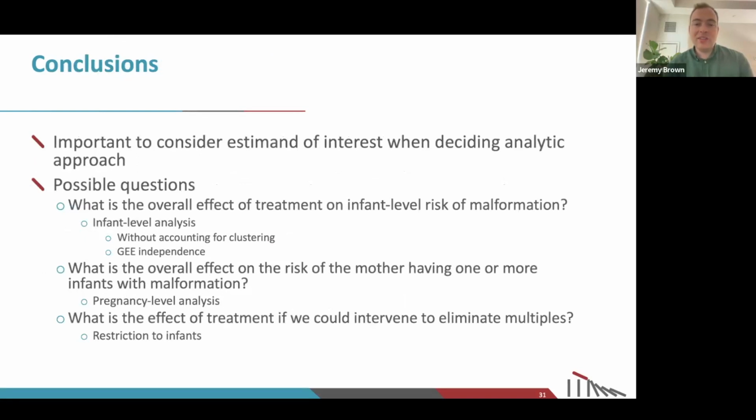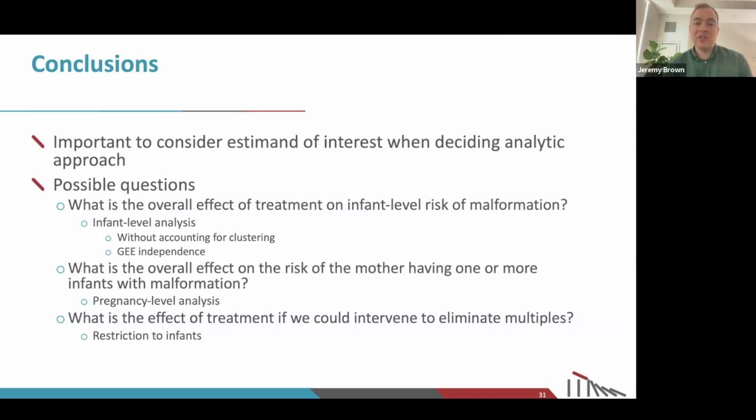And some conclusions. It's important to consider the estimand of interest when deciding an analytic approach. It depends upon the question that we may be asking. So what is the overall effect of treatment on the infant level risk of malformation? Then maybe we want to use an infant level analysis, ideally accounting for clustering, although in some cases accounting for clustering may not have a large effect, given that multiples are quite a small percentage of the cohort in a lot of cases.